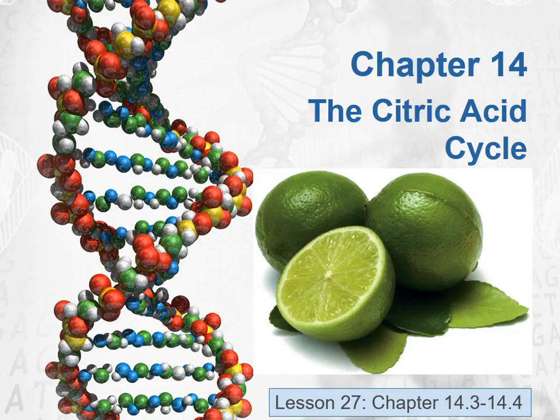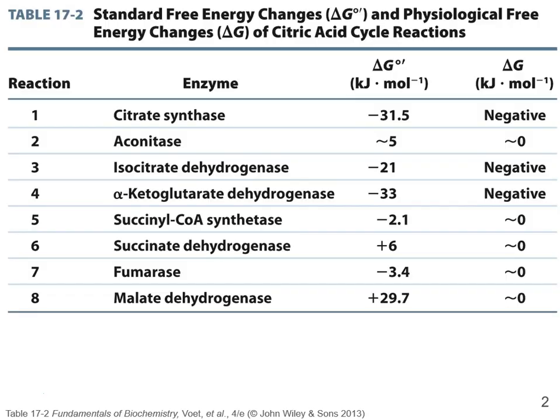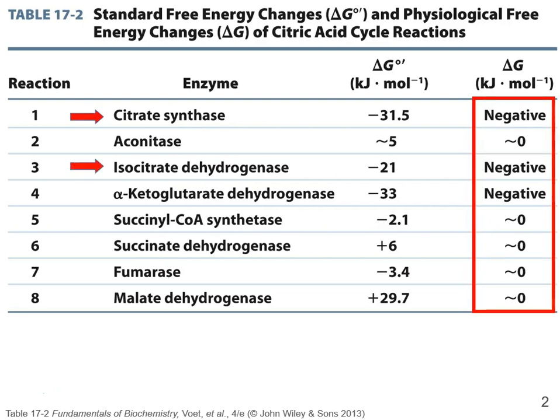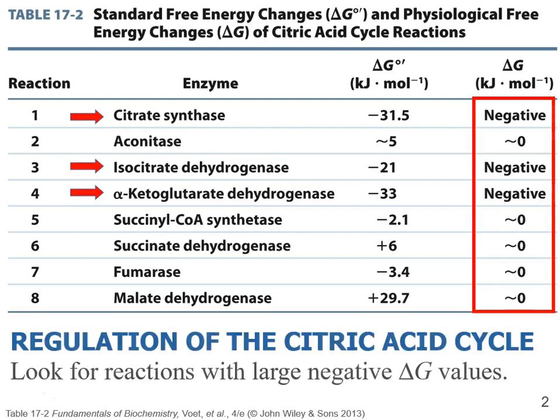to cover the second part of chapter 14 that discusses the regulation of the citric acid cycle. So we ended last time by noting if we look at the delta G values, not the delta G zero prime values, but the delta G values, we see that the citrate synthase, isocitrate dehydrogenase, and the alpha-ketoglutarate dehydrogenase enzymes have large negative values of delta G.